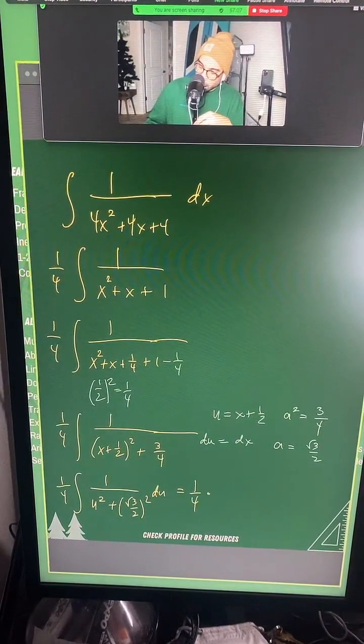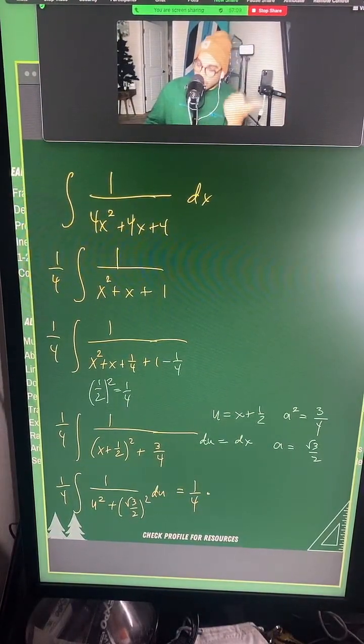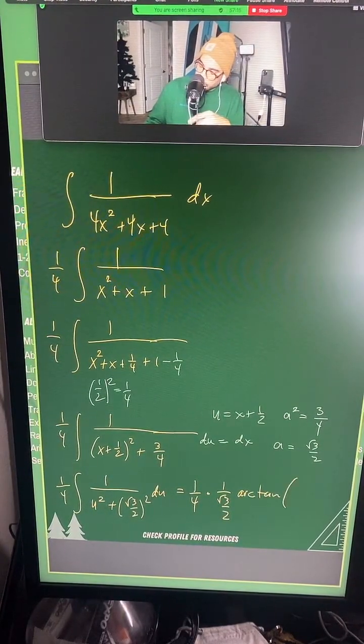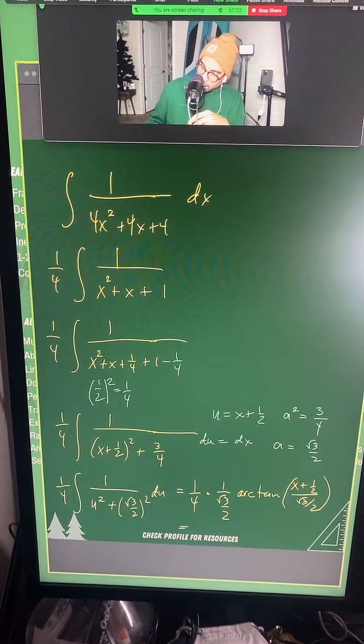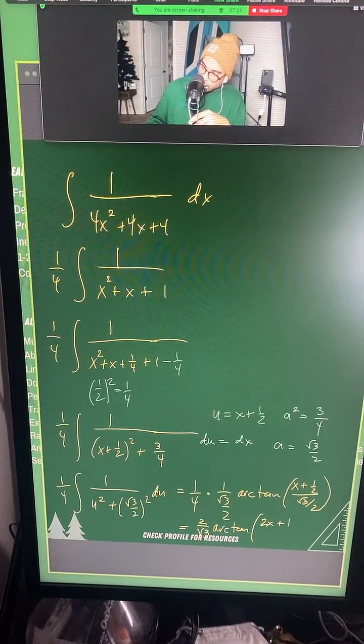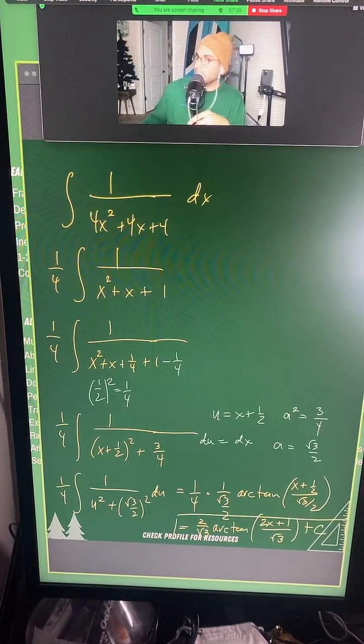So we have 1/4 times, and remember, arctangent has 1 over a, so this is 1 over root 3 over 2, arctan of x plus 1/2 divided by root 3 over 2. Let's just go ahead and rewrite this. This looks like 2 over root 3 arctan of 2x plus 1 over root 3. And don't forget your plus c.